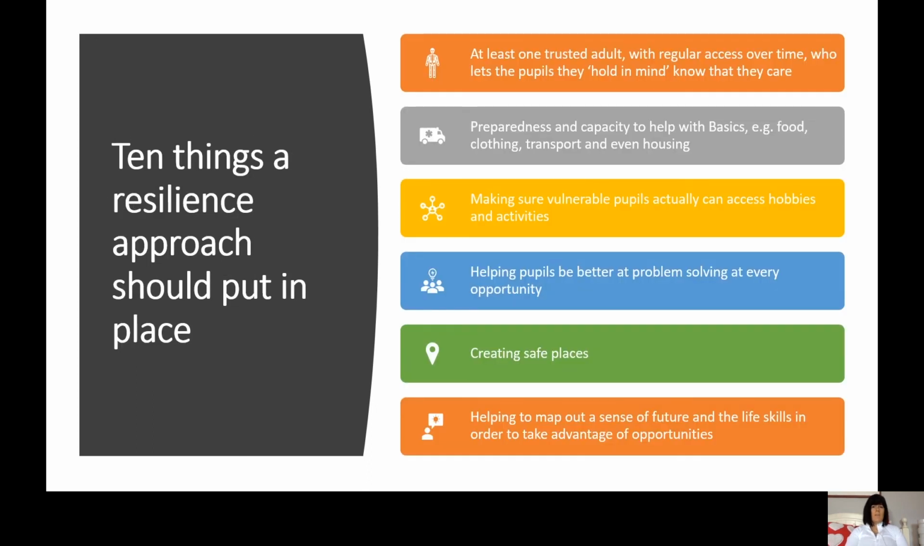So these are the 10 things that we suggest should be put in place in terms of a resilience-based approach. Like I've said a few times, making sure that there's at least one trusted adult who lets the pupils know that they hold them in mind and that they care, and who the young person has access to over time. For the little children, and for the big children really, if they're leaving a home and leaving that trusted adult, it's important to know that they can go somewhere and speak to someone else at school in order to help them feel safe.